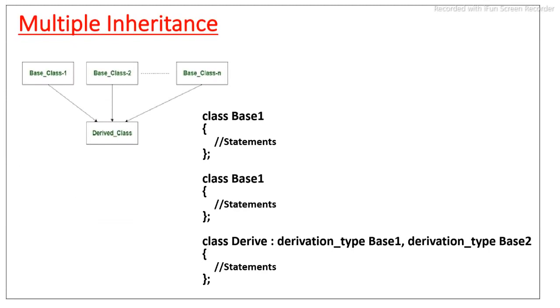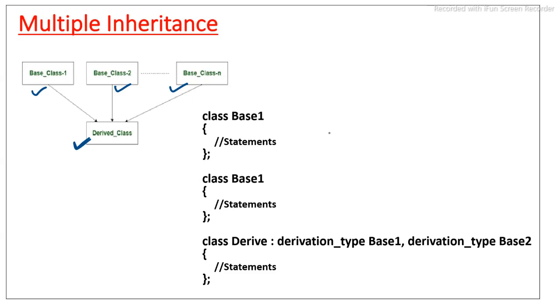So multiple inheritance means when we have more than one base class and all are inheriting their properties to a single derived class. In the diagram also you can see there are more than one base class here, base class 1, base class 2, any number of base classes you can take, and all are inheriting their properties to the single derived class.